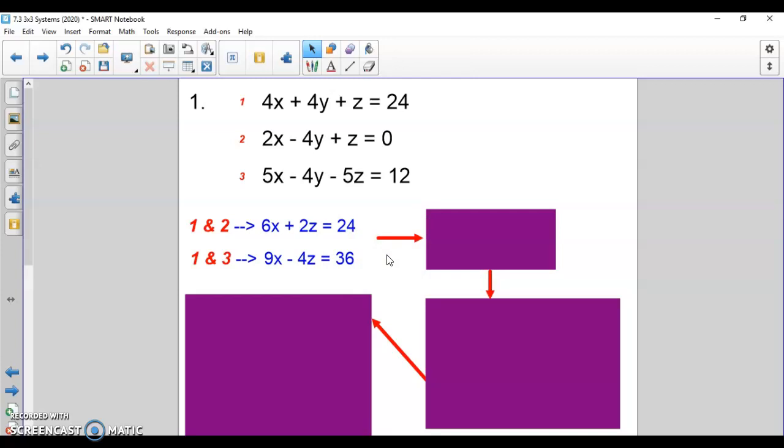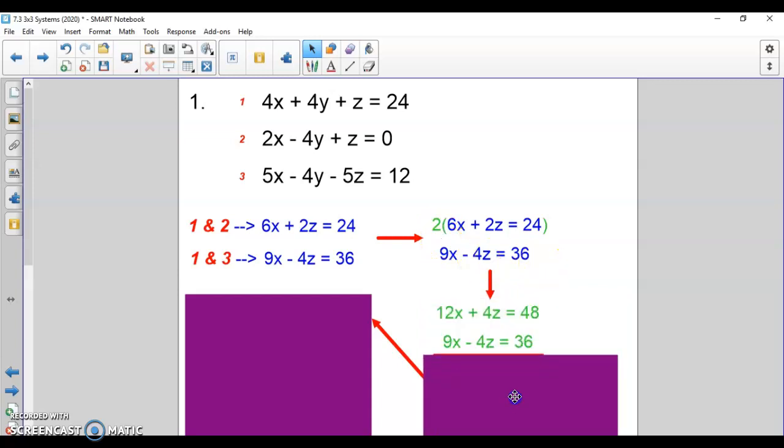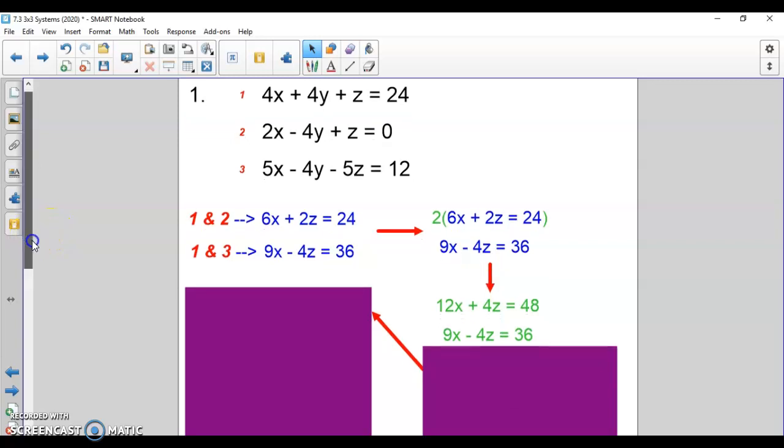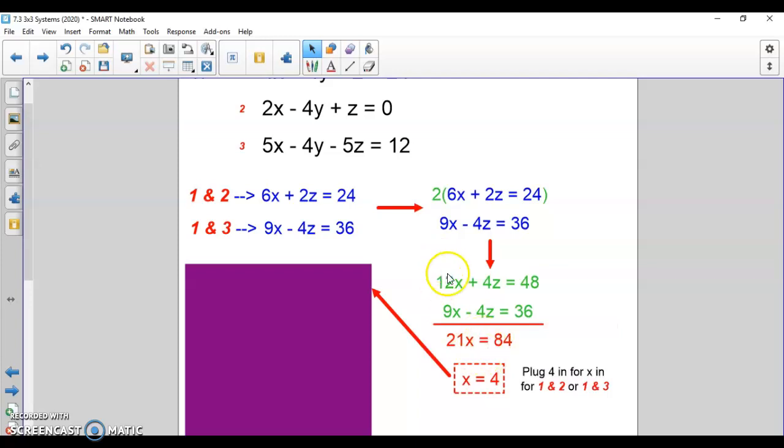So I have a 2x2 system. I try and cancel out x or z at this point. It's up to you. You can use substitution. I typically think elimination is easier, combination, whatever you want to call it. I think the z's are going to be easiest to cancel. So in order to do that, I need to multiply the first equation by 2. So I do that. I get my resulting set here. I add straight down. The z's cancel. We get 21x equals 84. Divide, I get x equals 4.